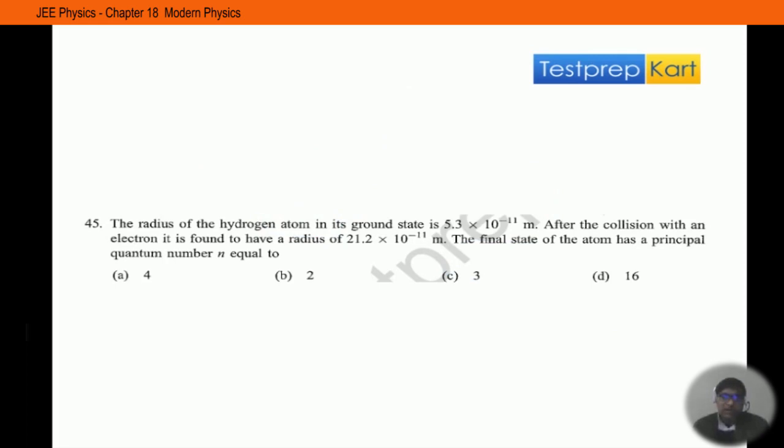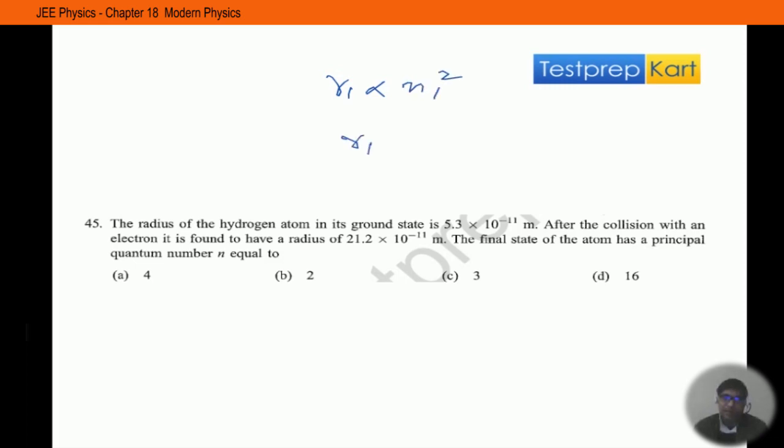Now the next question is, the radius of a hydrogen atom at ground state is 5.3 into 10 to the power minus 11. After collision with an electron, it is found to have radius 21.2 into 10 to the power minus 11 meters. Then the final state of the atom has the principal quantum number. So the radius is always proportional to the square of the quantum number.